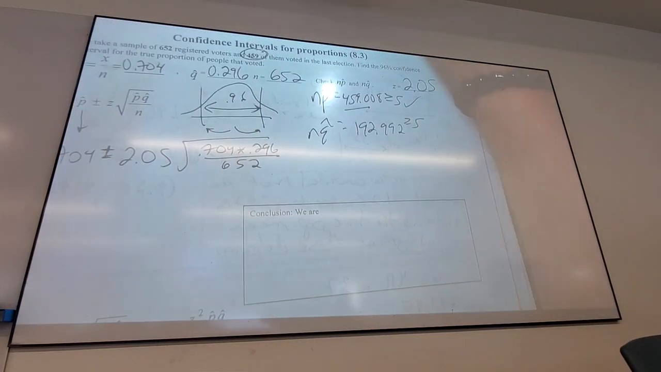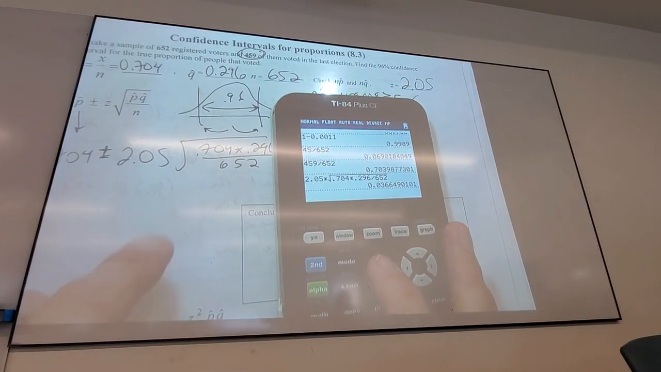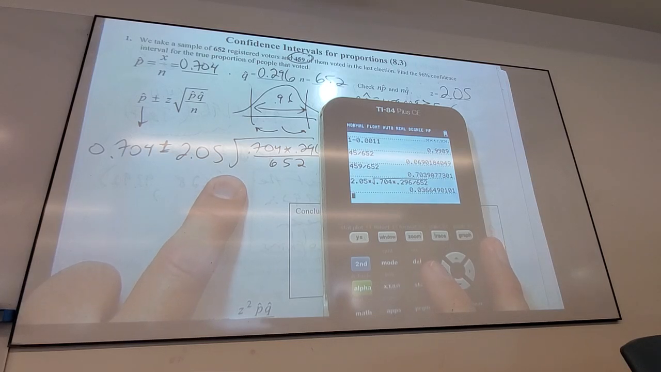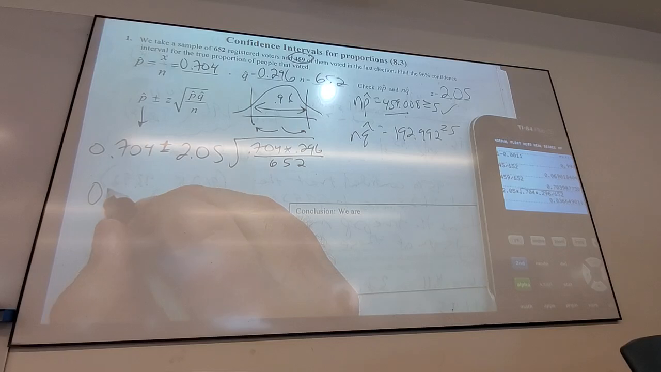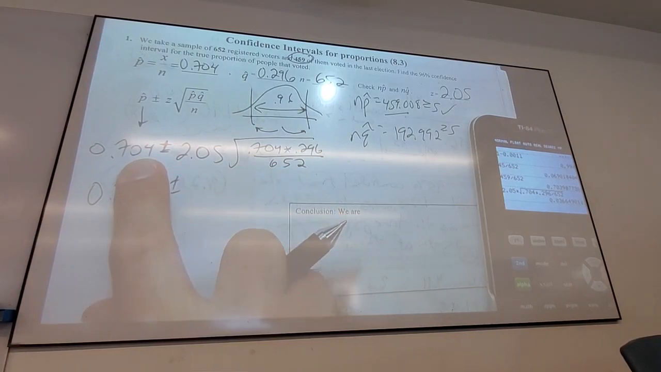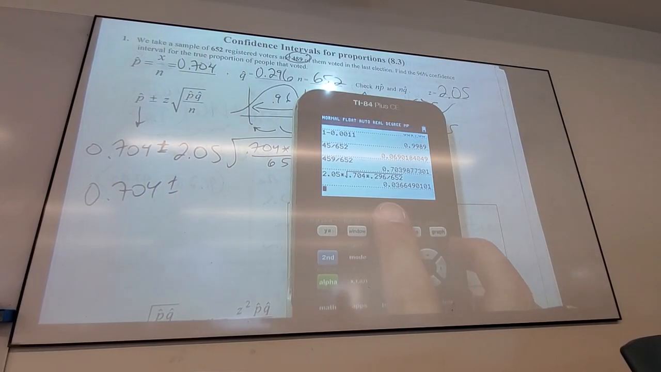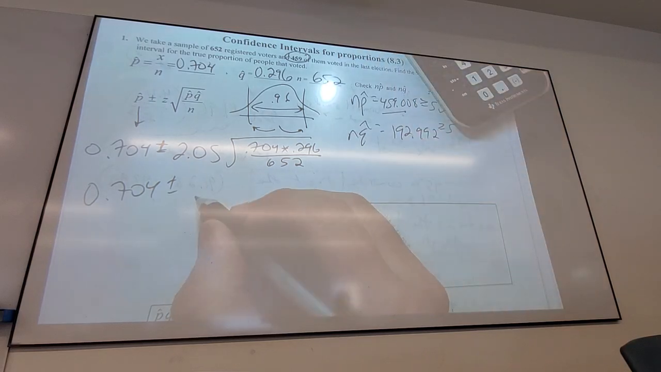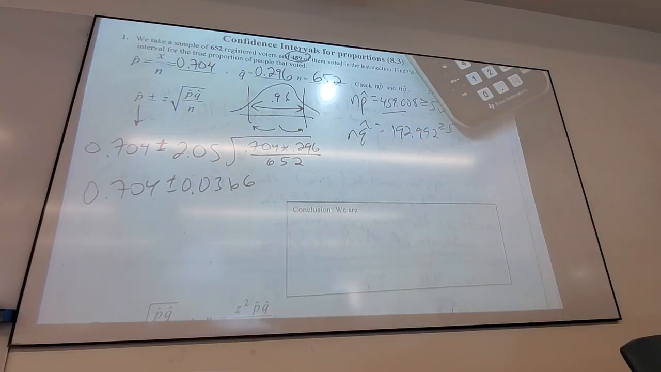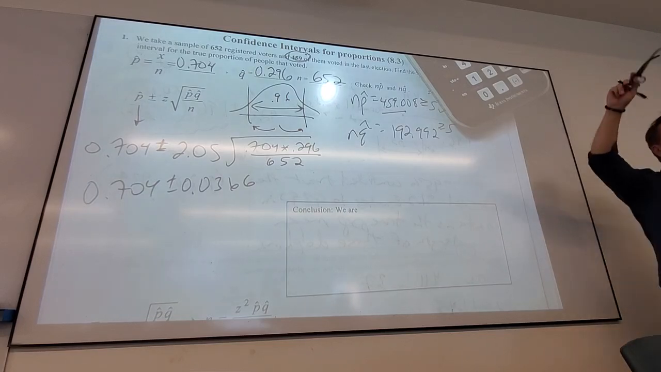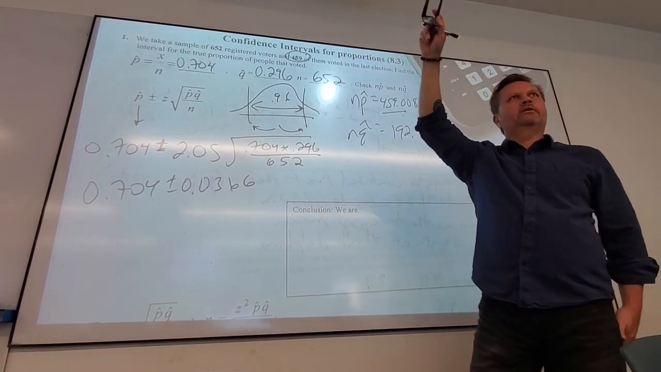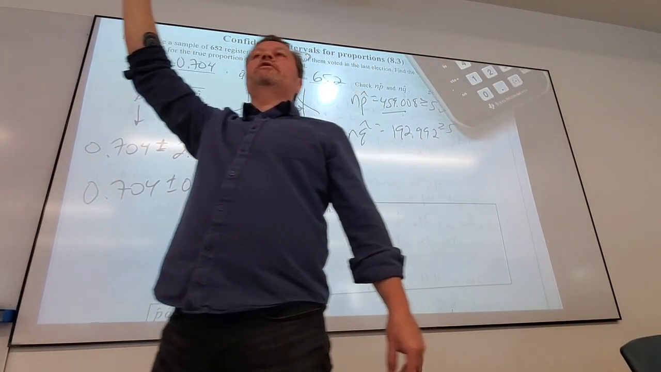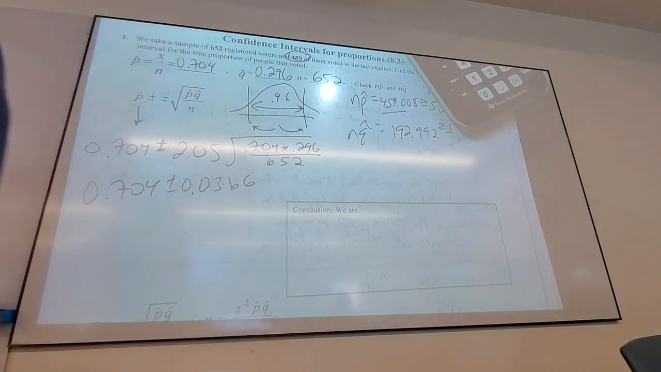Does anyone remember how I've got to write the error? One more decimal than what's here. So it'll be 0.0366, yes. So that is, we believe, 70.4% of voters voted, give or take 3.66%. Does that sentence I just said make sense?